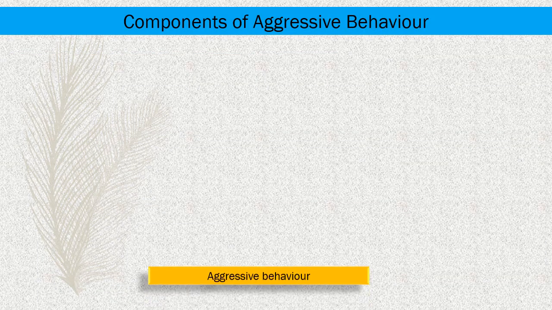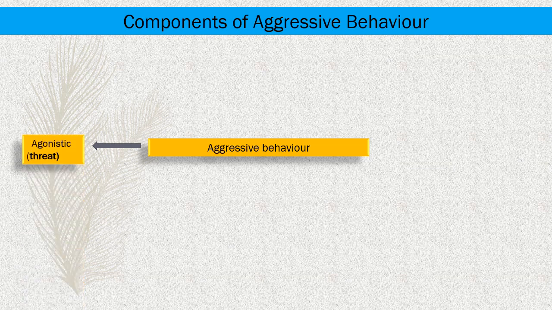There are four components of aggressive behavior. First one, agonistic or threat. The term agonistic has broader meaning than aggressive behavior because it includes threats, displays, retreats, placation, etc. Although agonistic behavior varies among species, agonistic interaction consists of three kinds of behaviors: threat, aggression, and submission. Then conflict. Conflict is a clash or disagreement, often violent, between two opposing groups or individuals.